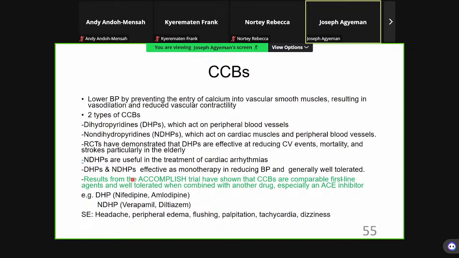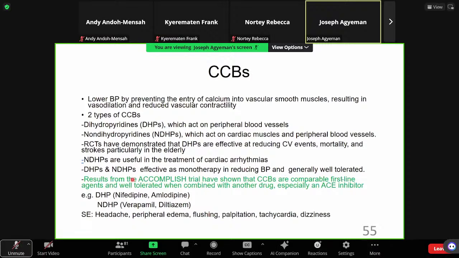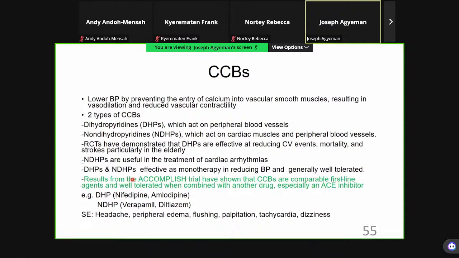Else we quickly move to the CCBs. Okay, so the calcium channel blockers, all that they do in terms of hypertension, we are talking about hypertension, is to act on the calcium channels within the vascular smooth muscles. The calcium channel, if it's open, calcium will enter and the smooth muscles will contract. When they contract, this will cause vasoconstriction, and that will increase total peripheral resistance, increasing mean arterial pressure.